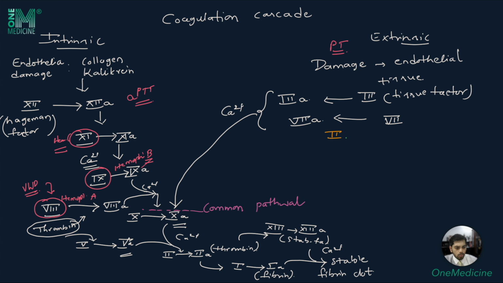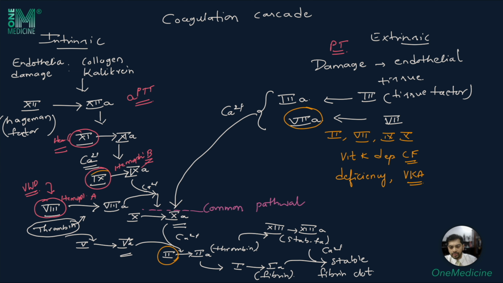We know that factor 2, factor 7, factor 9 and factor 10 are vitamin K dependent clotting factors. In case of a vitamin K deficiency, or when the patient is taking vitamin K antagonists such as warfarin, factor 2 is affected, factor 7 is affected, factor 9 is affected, as well as factor 10. As we can see, both intrinsic and extrinsic pathways are affected, and hence the patient will have a prolongation of both APTT as well as prothrombin time.